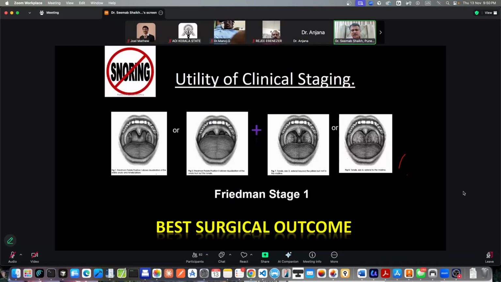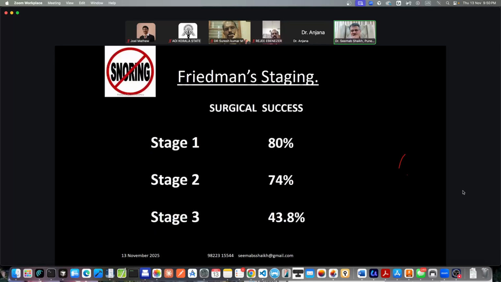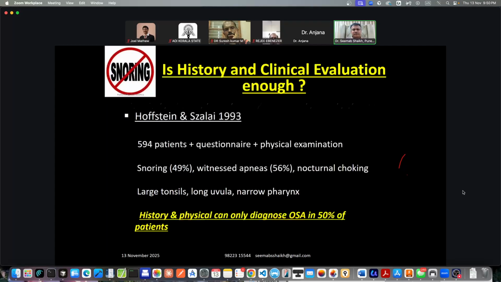Position 1, then you have a better surgical outcome for palatal surgery. But if you have a higher Friedman staging, then the surgical outcome for palatal surgeries is quite poor. And this was proven many times by Friedman over a few years, where they showed that the higher the stage of Friedman, the surgical success for palatal surgeries, again I repeat, for palatal surgeries reduces.